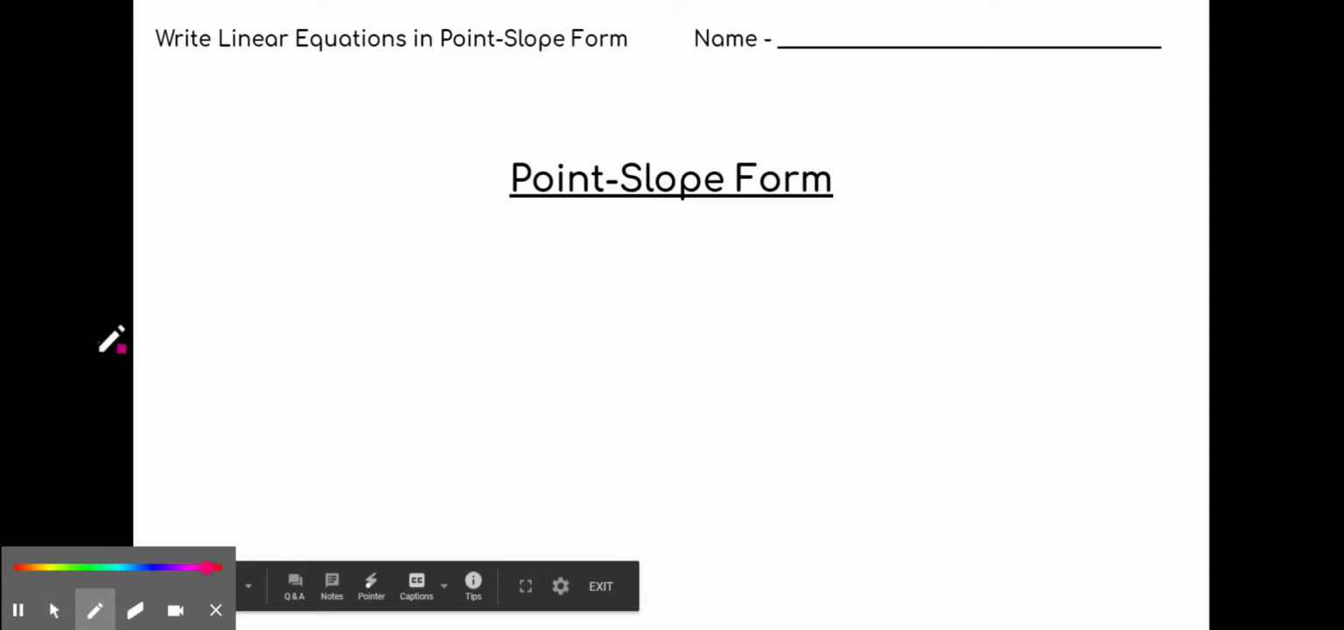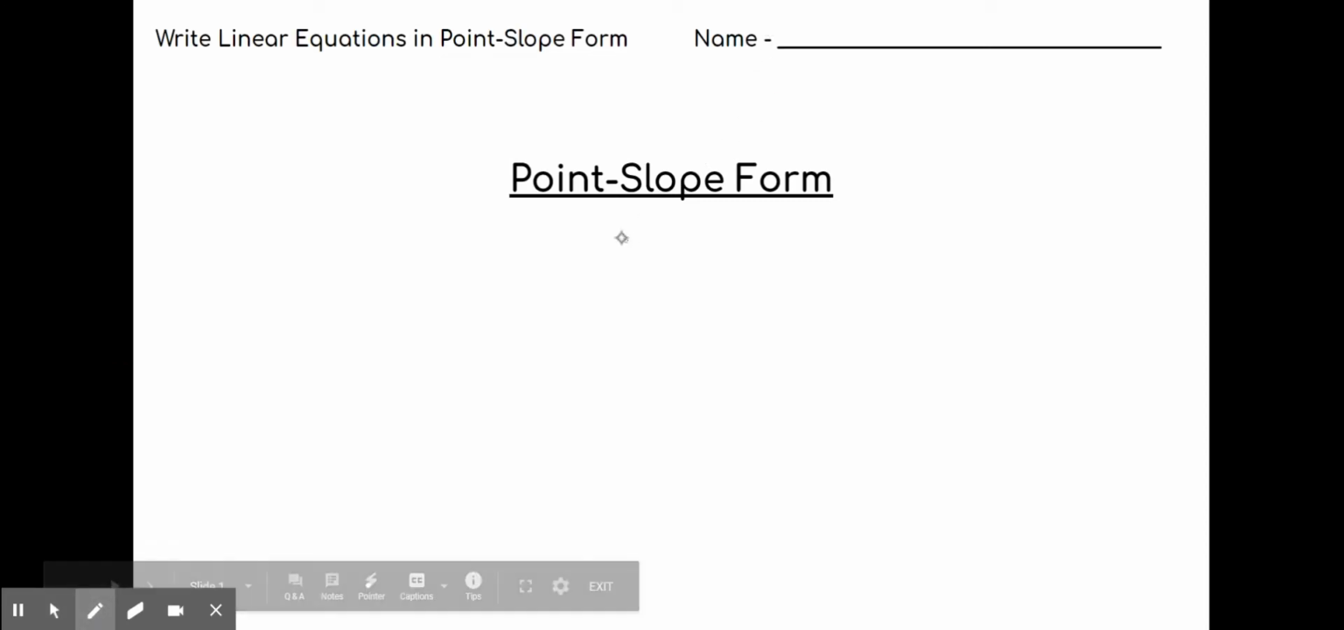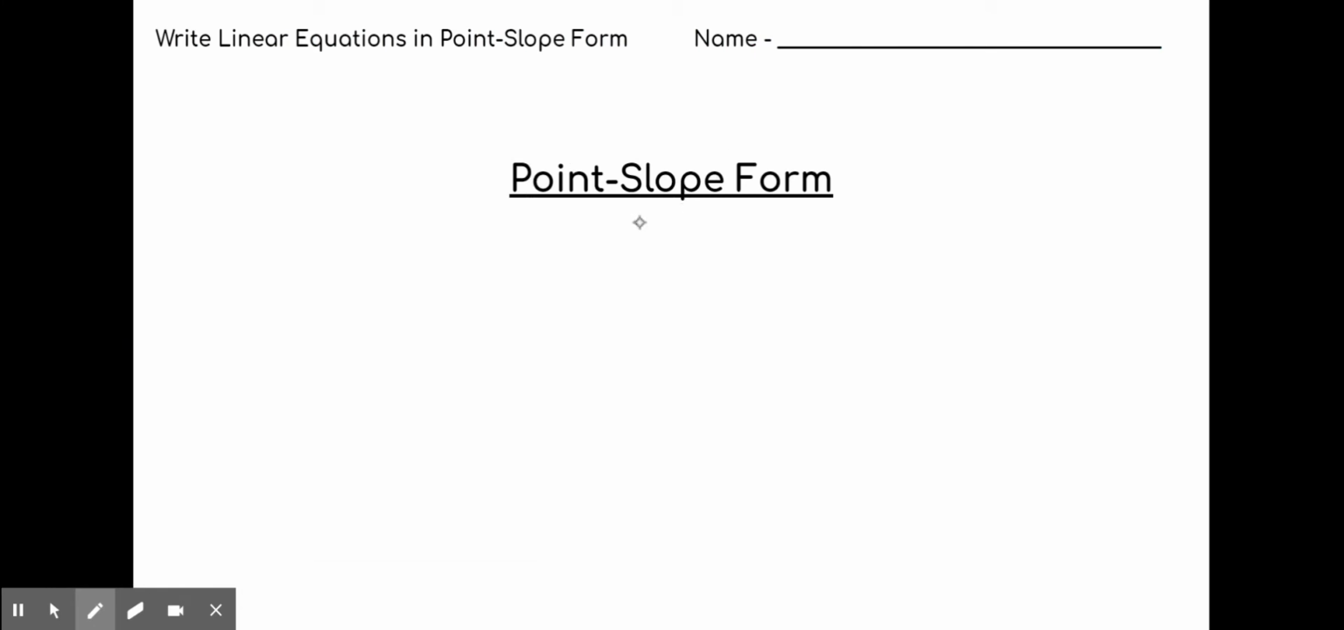So we have been looking at point slope form. This is a third form that we have looked at for writing and graphing linear equations. So what I want you to tell me first, there are two things that we need in order to work with point slope form. So tell me the two things that we need for point slope form.